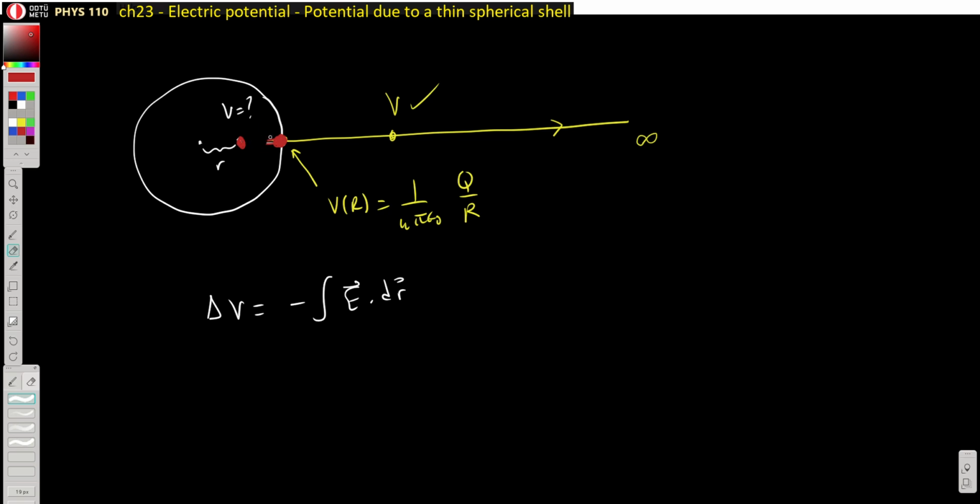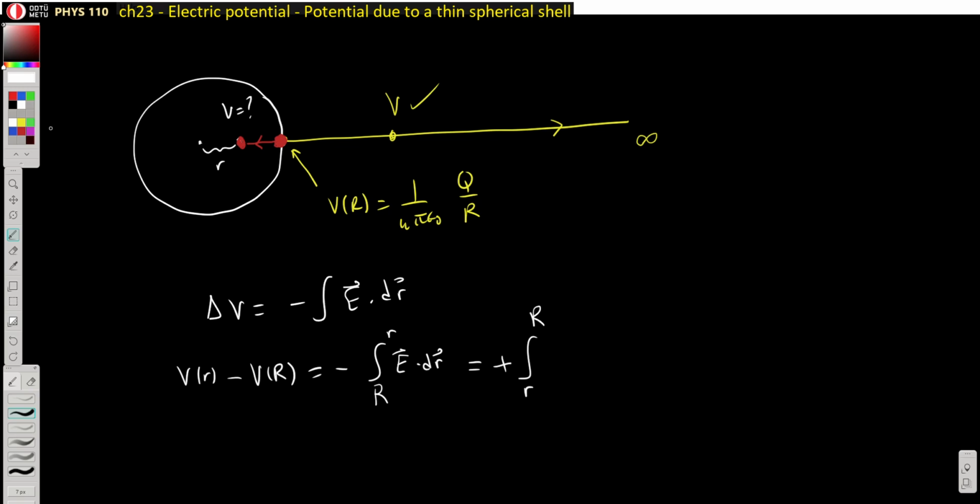All right, let me erase and draw again. So as a result, this is therefore the potential at r minus the potential at the surface. That's equal to an integral from the surface to the point of E dot dr. I always want to do the calculus integrals in the normal direction, so I changed the direction in here. So this is an integral from little r to capital R. Therefore, this path is now in the opposite direction.